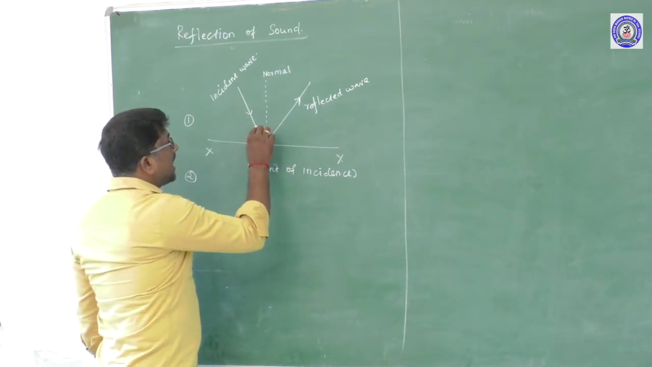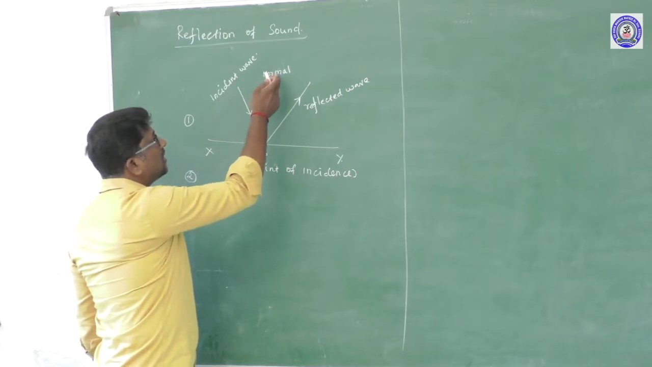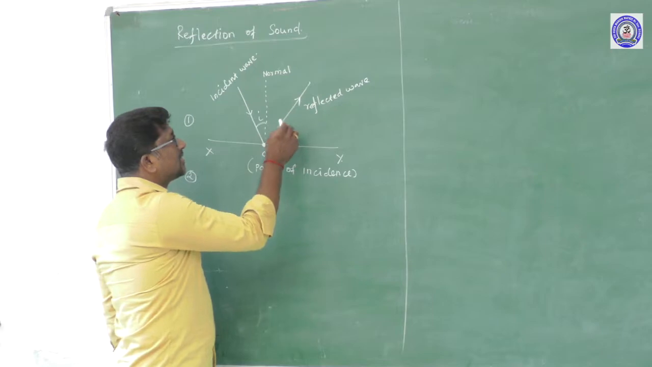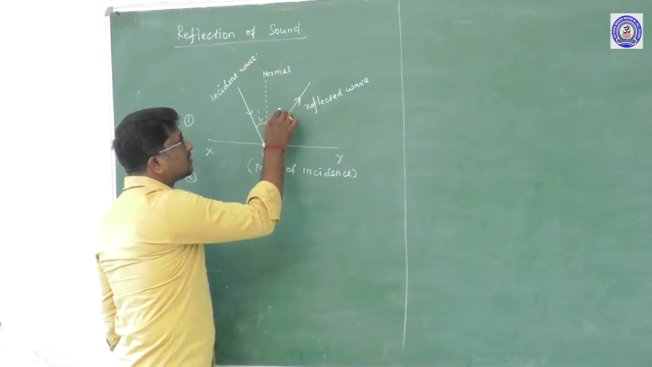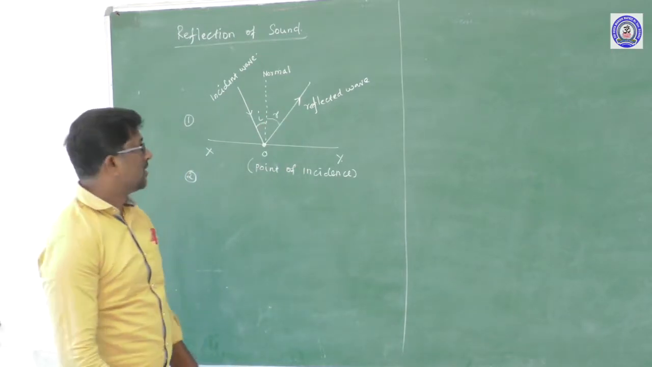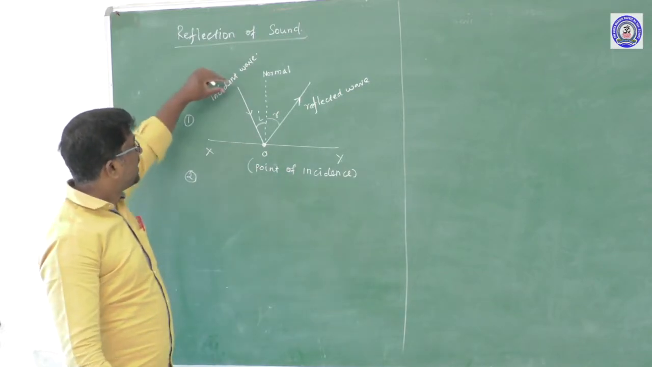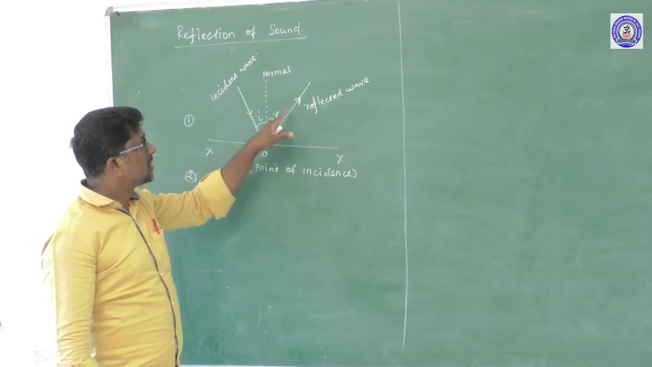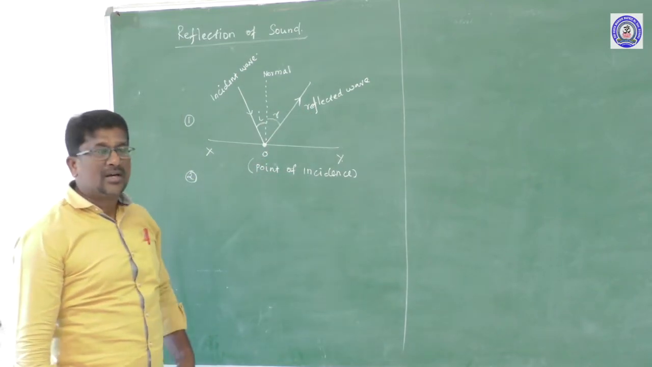Here, the angle between the incident wave and the normal line is called the angle of incidence. The angle between the reflected wave and the normal line is called the angle of reflection. Angle of incidence and the angle of reflection: the angle between the incident wave and the normal line is called the angle of incidence. The angle between the reflected wave and the normal line is called the angle of reflection.